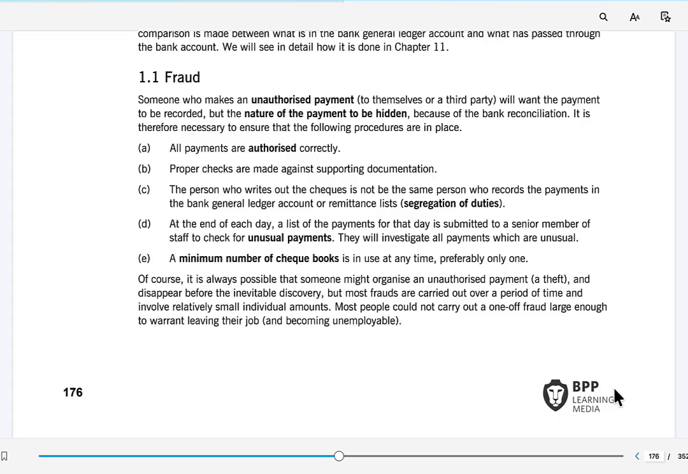Short summary of Lesson 1.1. Fraud means dishonest behavior. In this chapter, fraud mainly means unauthorized payments. Fraud happens when controls are weak. The book gives key controls to prevent fraud. Authorization of all payments. Checking supporting documentation carefully. Segregation of duties, so one person does not control everything. Daily payment list reviewed by a senior person. Minimum checkbooks in use and secure storage. Bank reconciliation to detect unusual payments. When these controls are followed, fraud becomes very difficult.